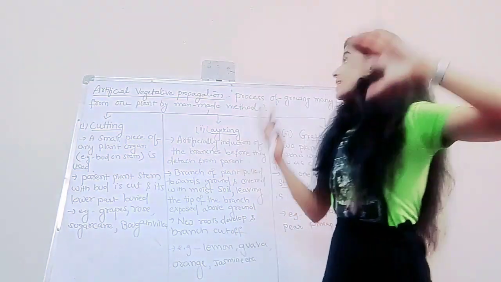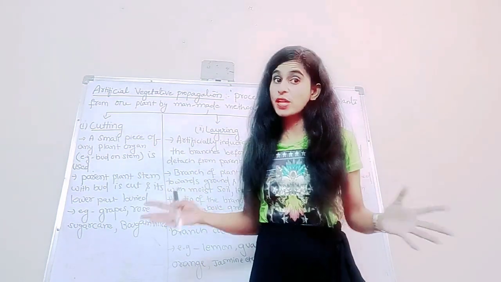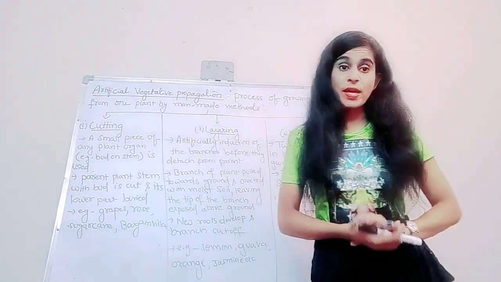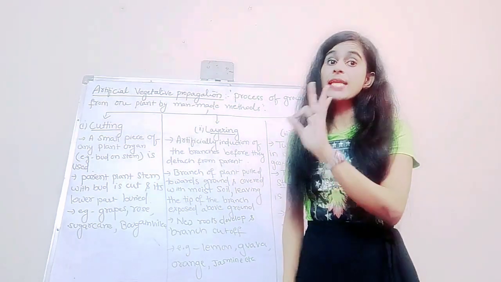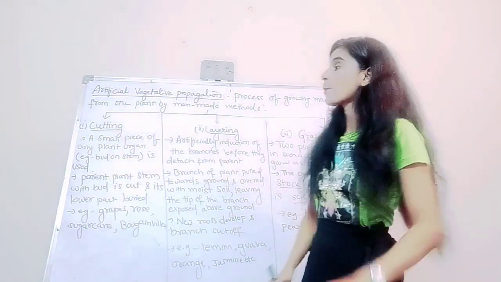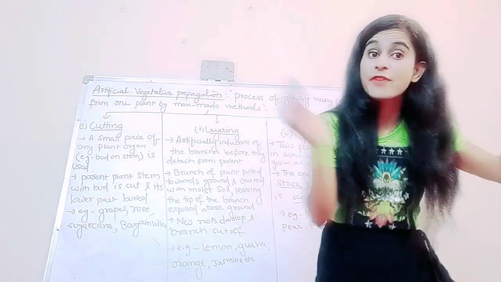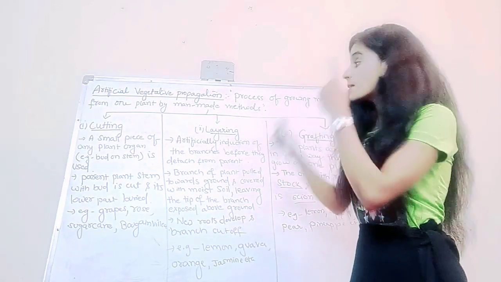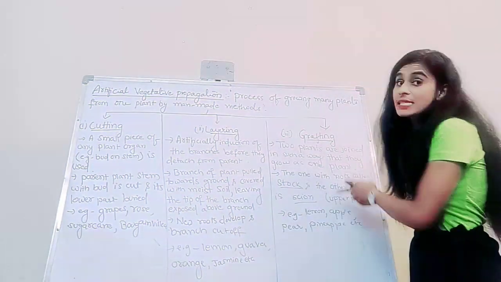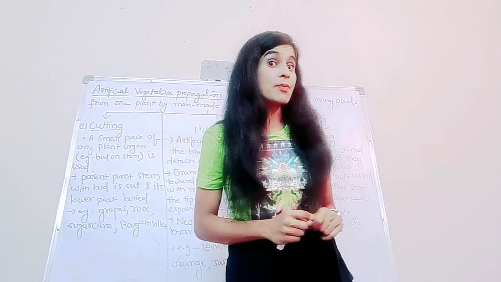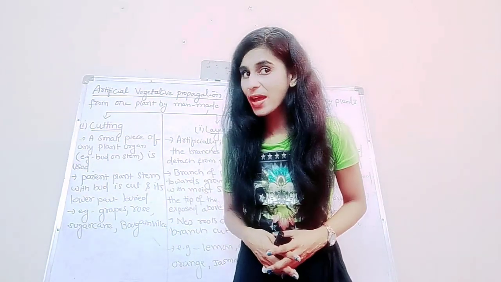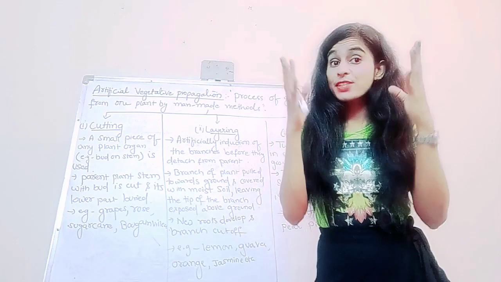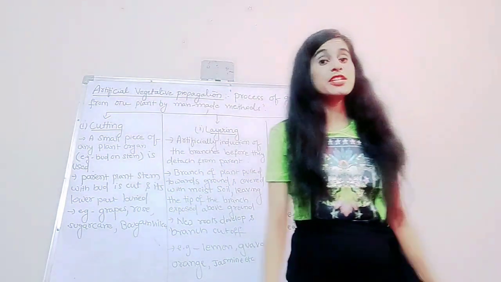Just like natural vegetative propagation has 3 types, artificial vegetative propagation, or artificial asexual vegetative propagation, also has 3 main types. And what are those 3 types, guys? First one, cutting. The second one, layering, and the third one is grafting. I hope I have discussed grafting in one of your classes. Am I right? As far as I recall, I have discussed it. So there are 3 types of artificial vegetative propagation.